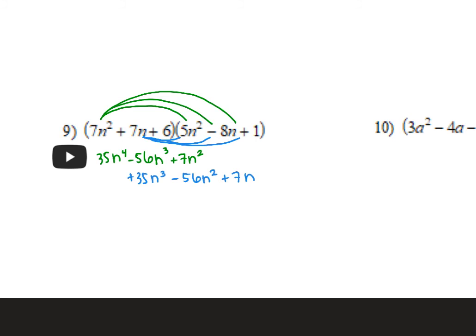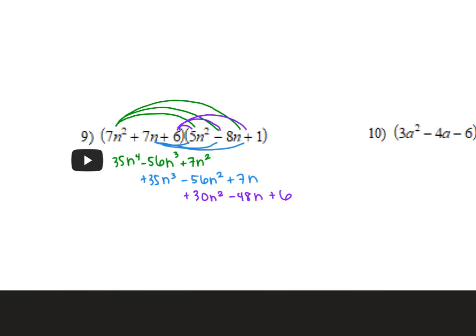And then lastly, we have our last term here. So 6 times 5 is 30n squared. 6 times negative 8 is negative 48n. And then we have 6 times 1 is plus 6. So just like the one we did before, all of our like terms are stacked. And now we can basically just add straight down.